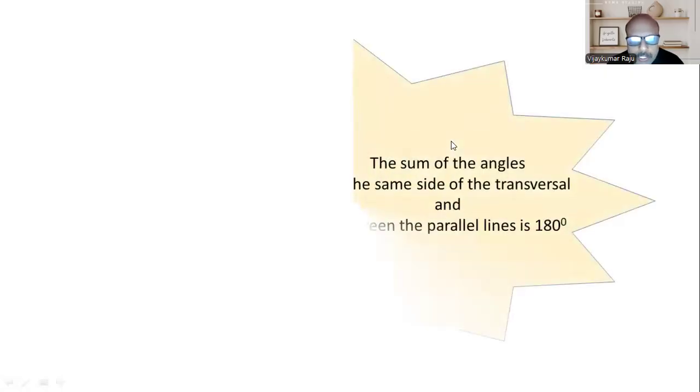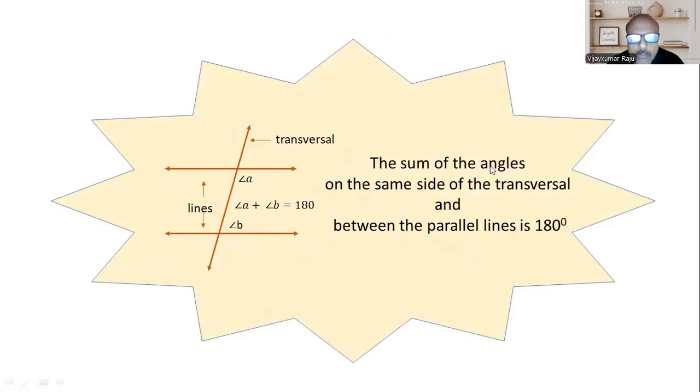In this video, we are going to prove a particular theorem, which is the sum of the angles on the same side of the transversal and between the parallel lines is 180 degrees. So these are the two parallel lines and this is the transversal. These two angles which are on the same side of the transversal, if you add these two, it is equal to 180 degrees. And this condition, that is, it will be 180 degrees only if these two lines are parallel. If they are not parallel, they won't be 180 degrees.